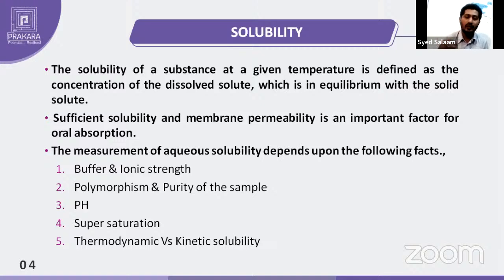Like for oral absorption, drugs also have to have a certain amount of solubility, which needs to be kept in mind. So here, how can we identify the solubility? We can identify it by buffer and ionic strength, by purity of the sample, polymorphism if it is showing. Then pH also impacts the solubility. Supersaturation, and thermodynamic and kinetic solubility are certain parameters which help to identify how soluble the compound is.